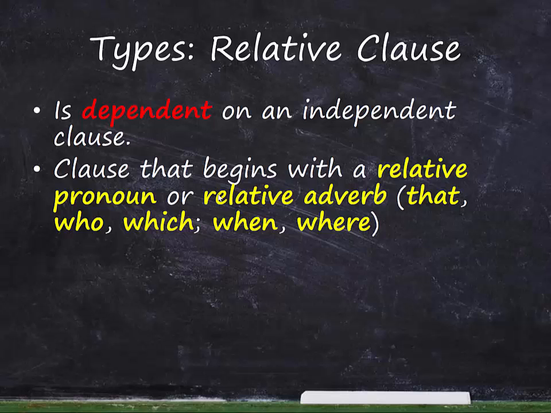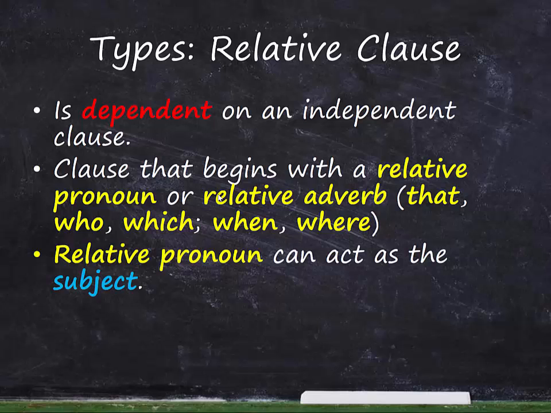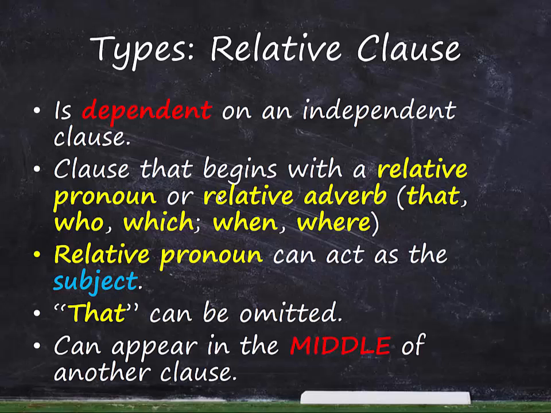Now here's where we see some major differences between the dependent and the relative clause. A relative pronoun can act as the subject of the clause. Also, sometimes when the word that is used as a relative pronoun, we leave it out. That can make it sort of challenging to identify a relative clause. And this is the one that can really mess with your head. A relative clause can appear in the middle of another clause. What? Yep, we'll see what that looks like.